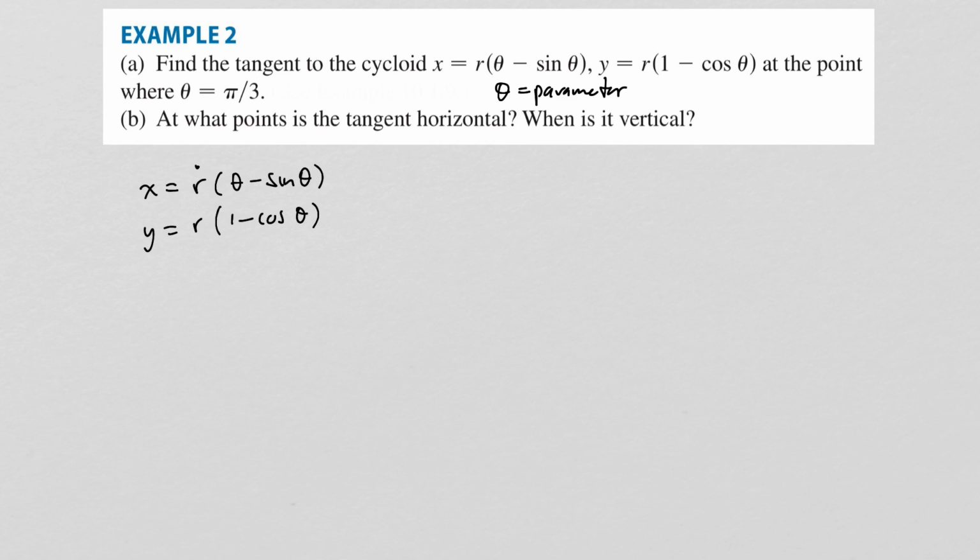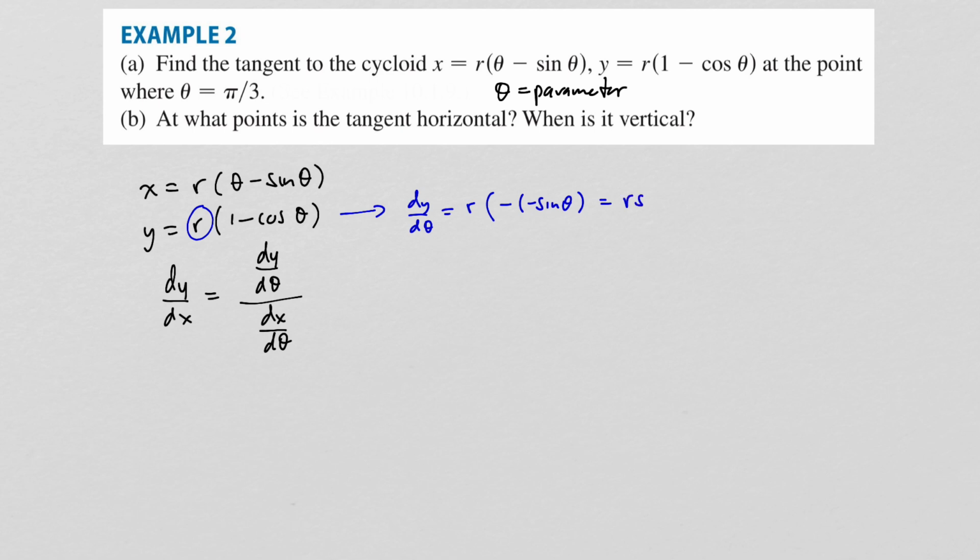So to get the slope of the tangent line, we need dy/dx. We know that dy/dx is dy/d theta in this case, divided by dx/d theta, because again, our parameter is theta, not t. So now let's go ahead and calculate dy/d theta. Well, we have a constant r here, and that's going to be multiplied by the derivative of 1, which is 0, and the derivative of negative cosine is negative sine, so that's r times sine of theta. The negatives cancel out there.